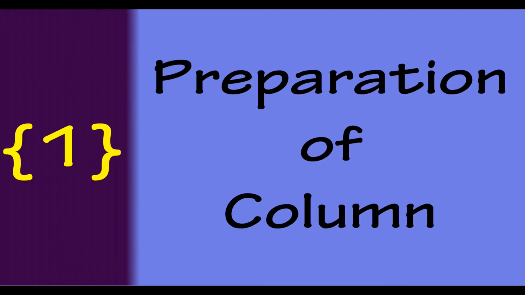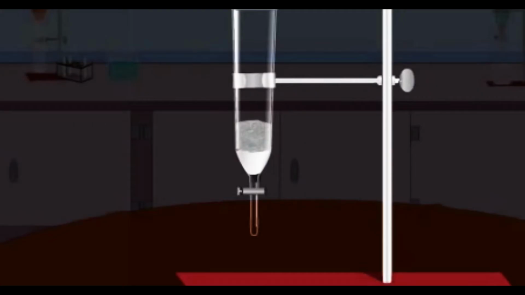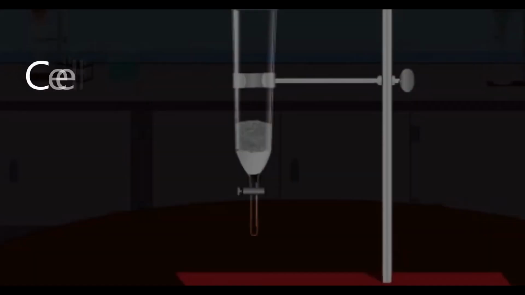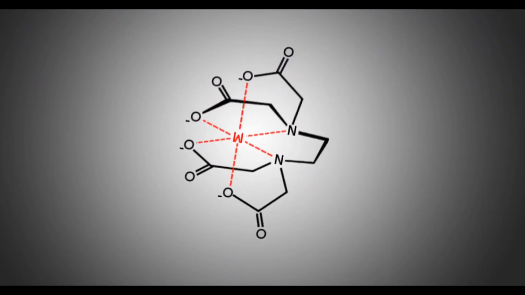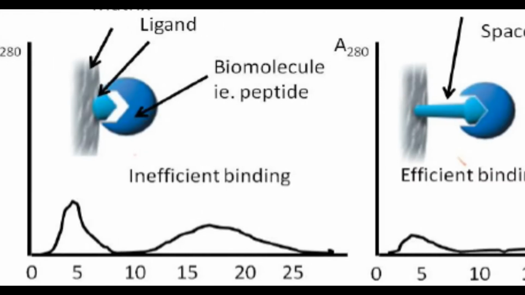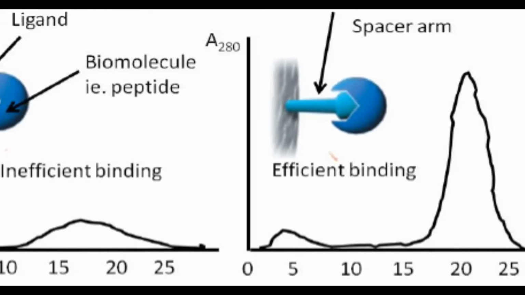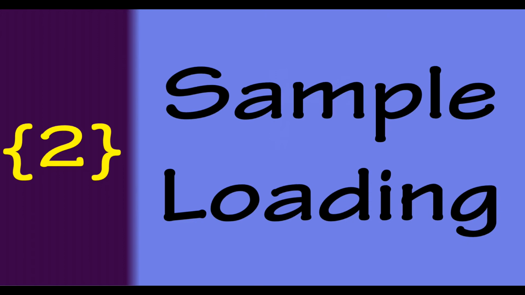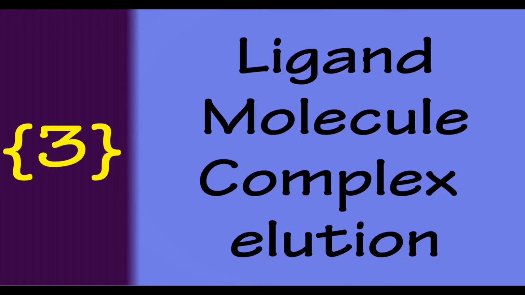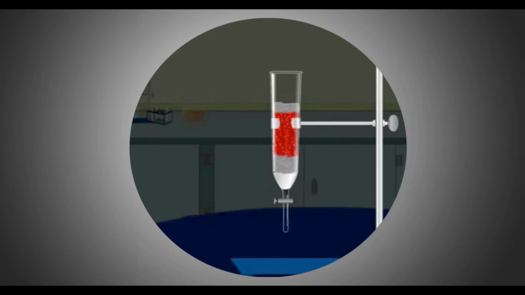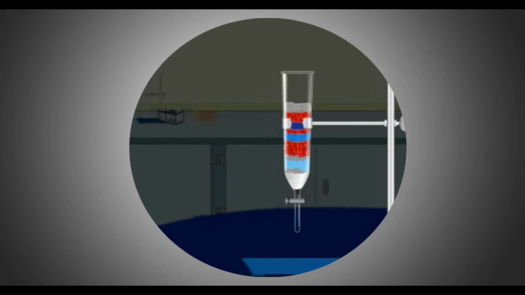Attachment of ligand to the matrix. First one is preparation of the column. Initially, the column is loaded with solid support such as cellulose, saccharose, agarose, etc. Ligand is selected based on the desired isolate, and a spacer arm is attached between the ligand and solid support. Second, sample loading. A solution having a mixture of substances is poured into the column and allowed to run at a controlled rate. Third, ligand molecule complex elution. The target substance is recovered by changing the conditions to favor the elution of the bound molecules.